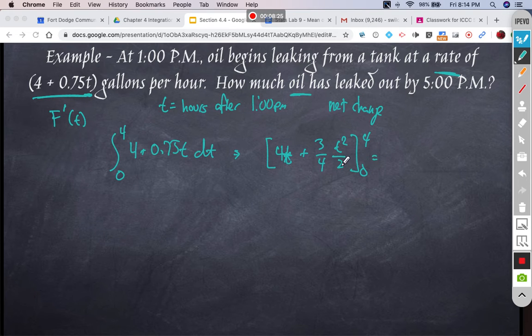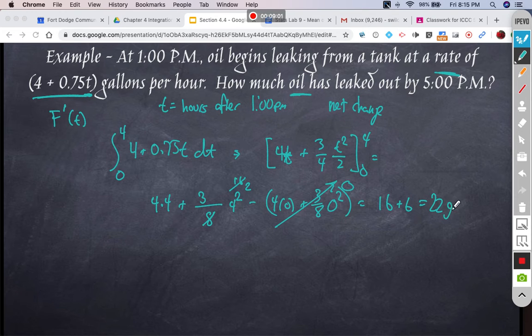So this is going to be at 4. That's 4 times 4 plus 3/8 times 4 squared, minus 4 times 0 plus 3/8 times 0 squared, which is 0. So this is 16, and this is 16 here. 8 goes into there twice, so we have 16 plus 6 is 22 gallons have leaked out.